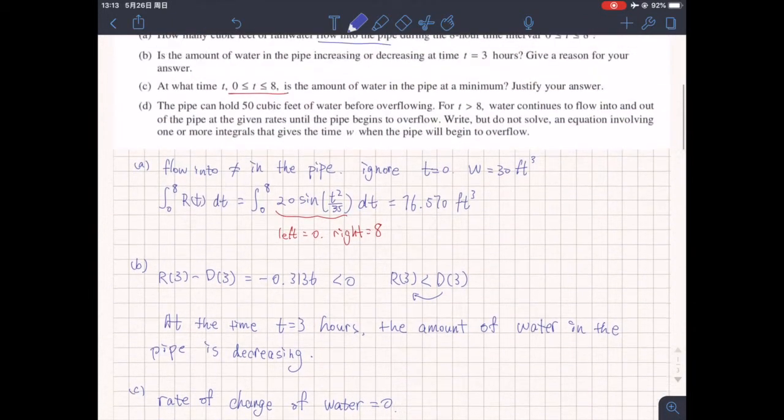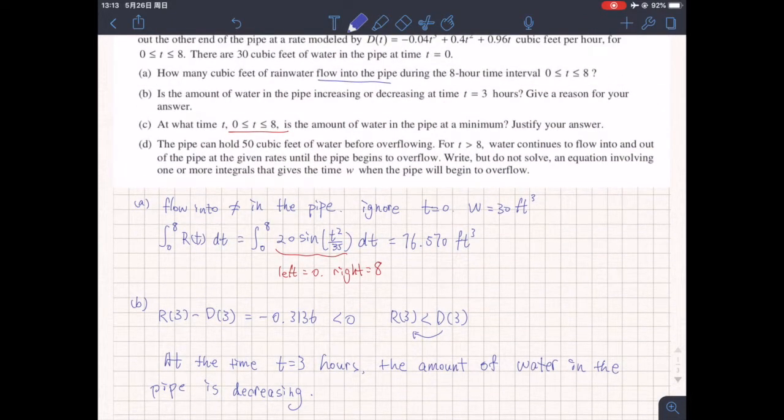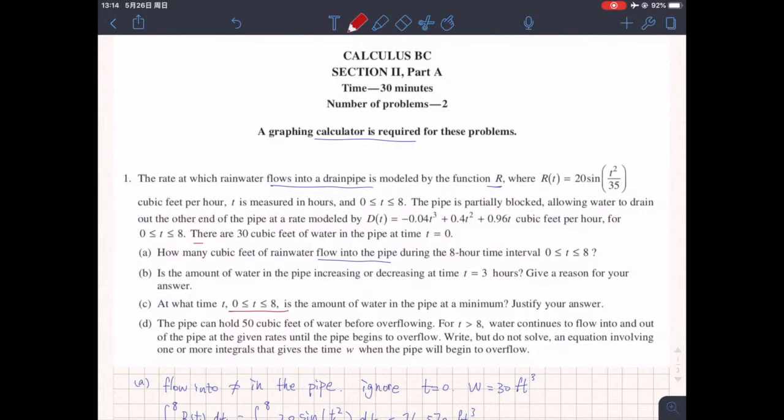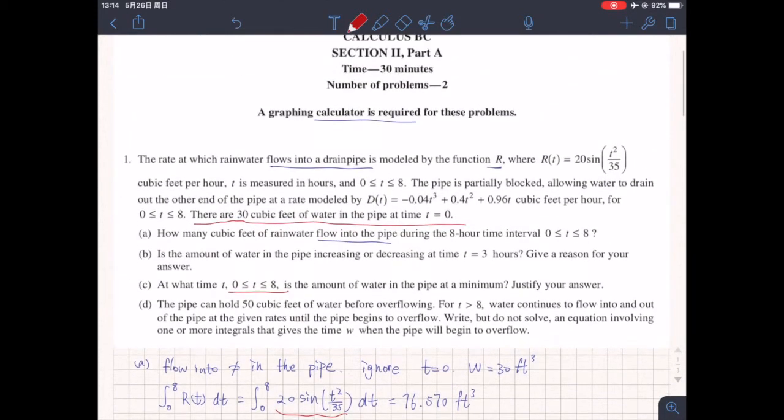Let's move on to problem D. The pipe can hold 50 cubic feet of water before overflowing. For t greater than 8, water continues to flow into and out of the pipe at the given rates until the pipe begins to overflow. Write, but do not solve, an equation involving one or more integrals that gives the time w when the pipe will begin to overflow. In this case, we are talking about how much water is in the pipe. So we need to consider the initial condition, which is that there are 30 cubic feet of water in the pipe at time t equals 0.